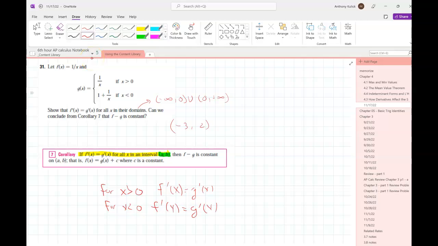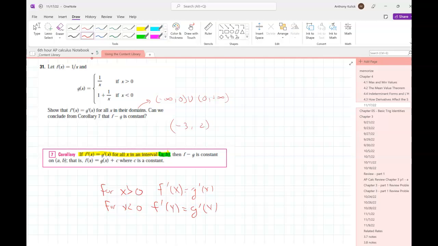For the second part, I said f minus g, which is 1 over x minus 1 over x, and then 1 over x minus 1 plus 1 over x. Since those are not the same answer, can you also conclude that it's still not a constant? Oh, I see what you're saying. Yeah, that's basically saying the same thing, right?